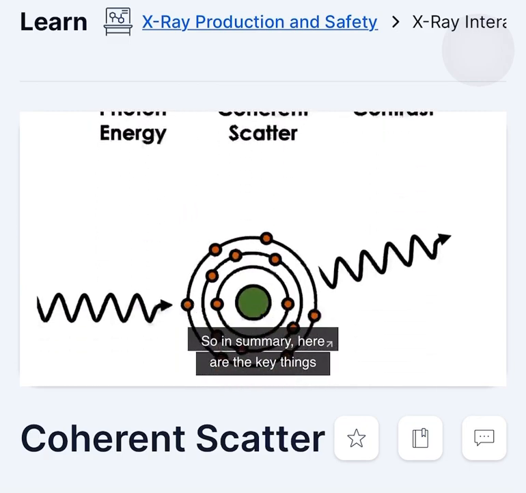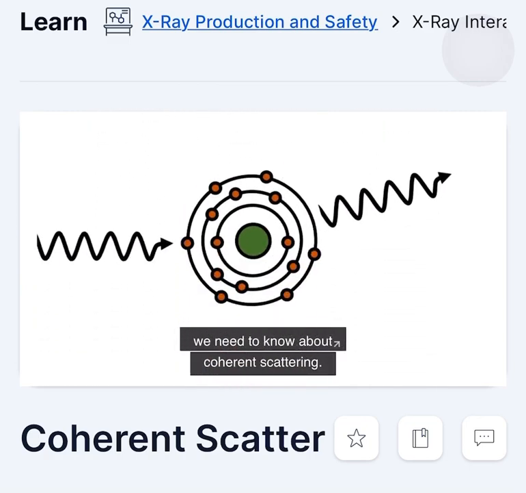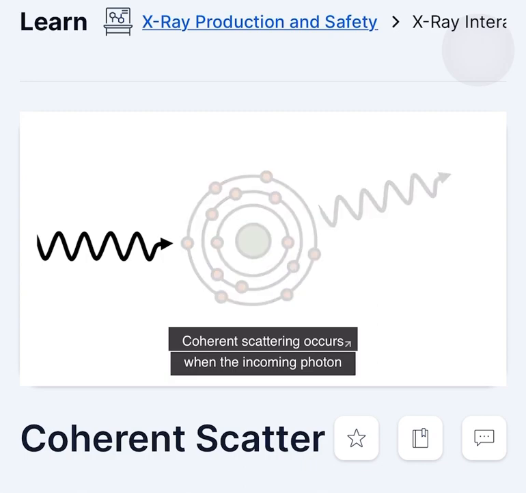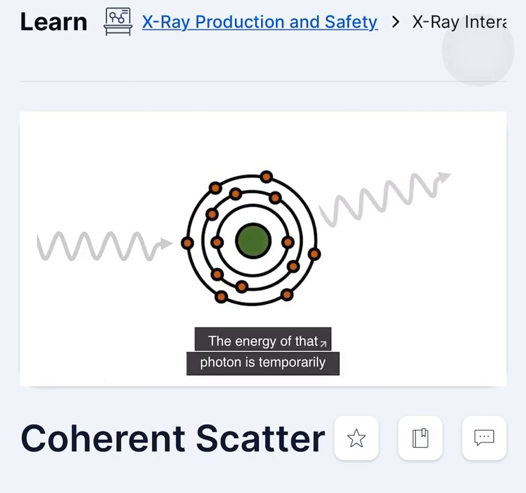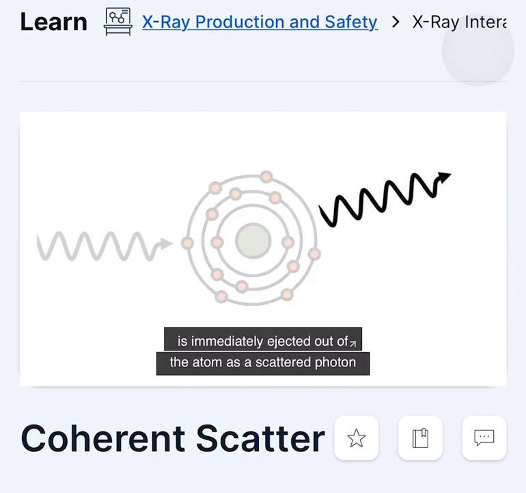So in summary, here are the key things we need to know about coherent scattering. Coherent scattering occurs when the incoming photon interacts with the entire atom. The energy of that photon is temporarily absorbed by the atom, but then that energy is immediately ejected out of the atom as a scattered photon with all of the original energy, but in a different direction.